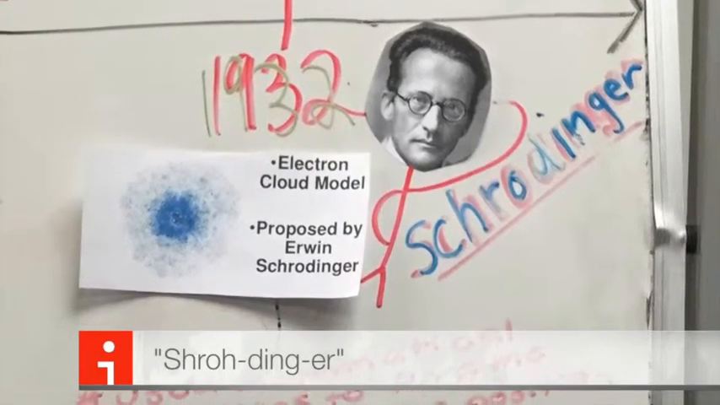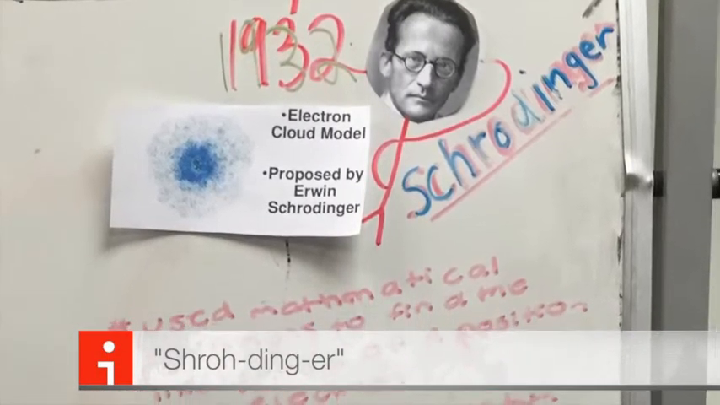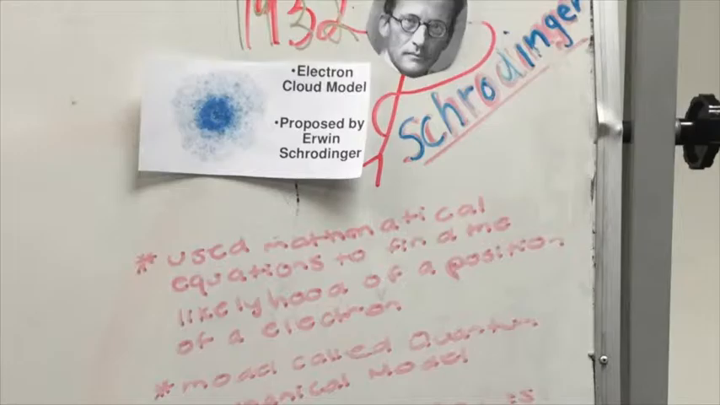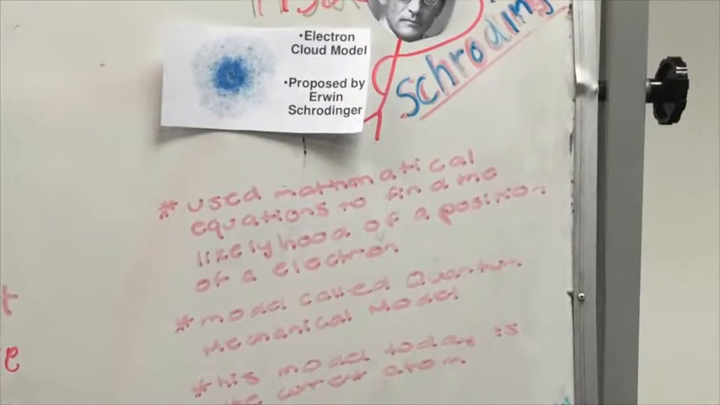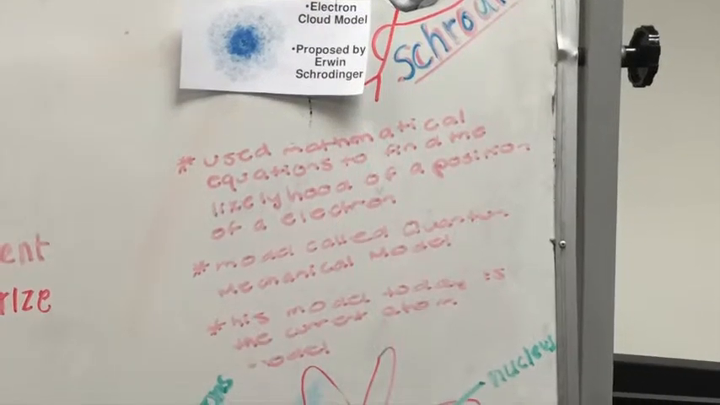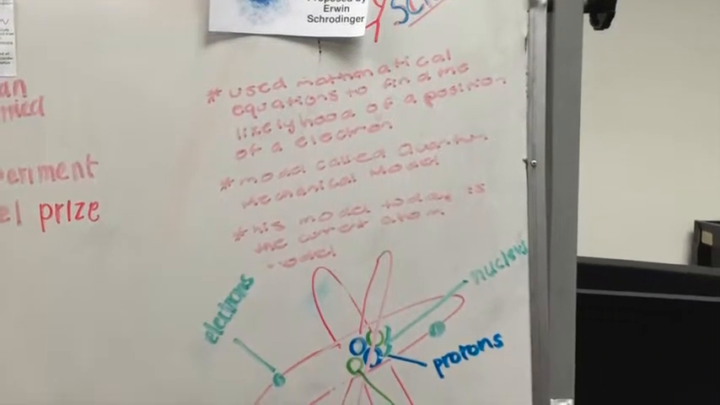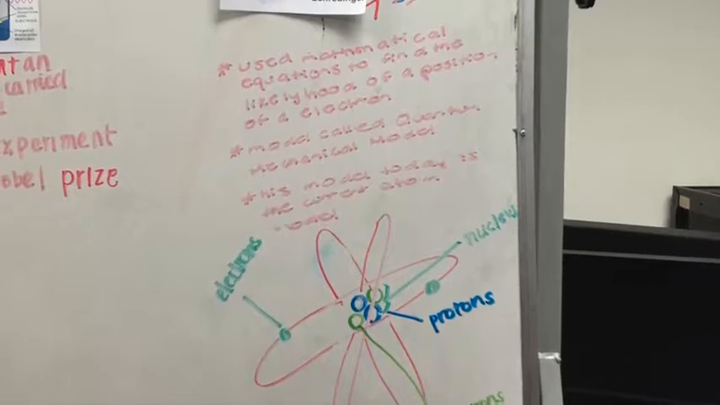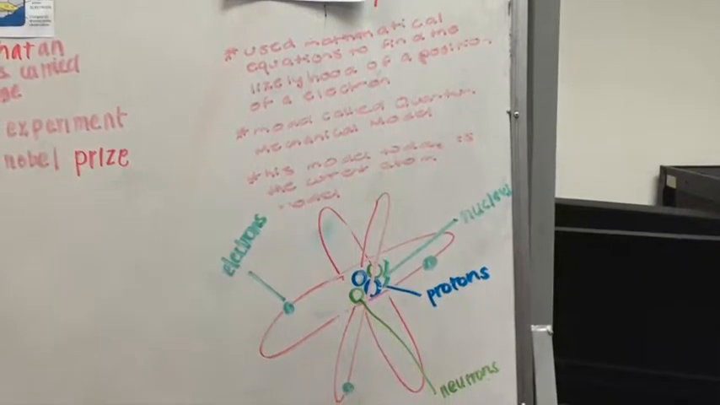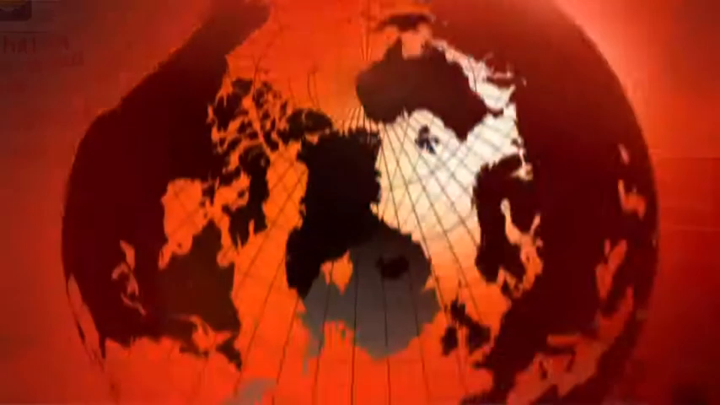Schrödinger took Bohr's model one step further by using mathematical equations to find the likelihood of an electron. Unlike the Bohr model, the quantum mechanical model does not define the exact path of an electron, but rather predicts the odds of the location of the electron. His model today is the current atom model.